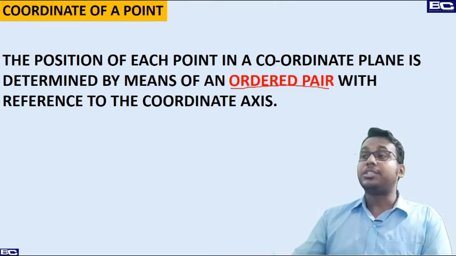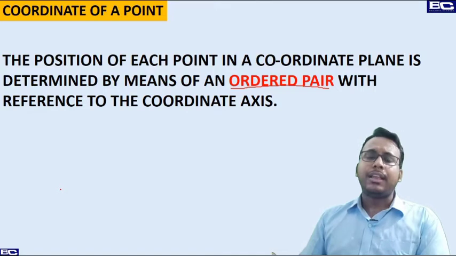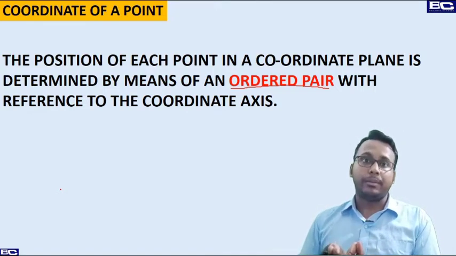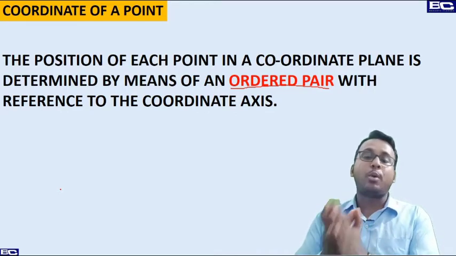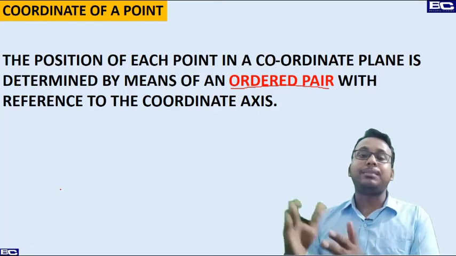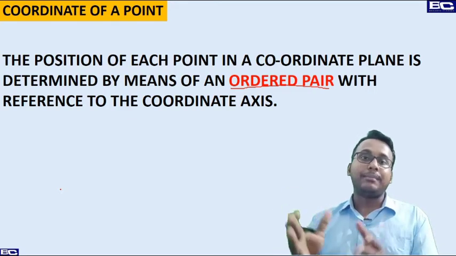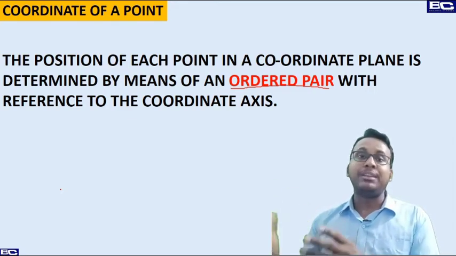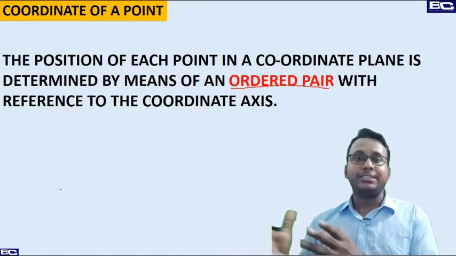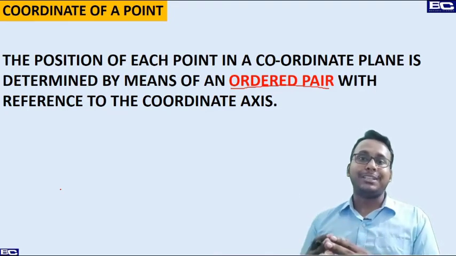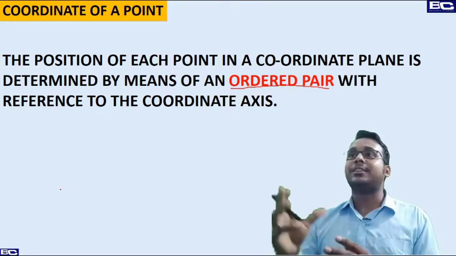So let's see. The position of each point in a coordinate plane is determined by means of an ordered pair. It means a pair of numbers is required to represent or to name a point on a coordinate plane. You can't represent a point on a coordinate plane by giving simply one number. A pair of numbers is required. How that pair of numbers is given and how the numbers are named, we are going to show. And that pair of numbers is simply called the coordinate of a point.